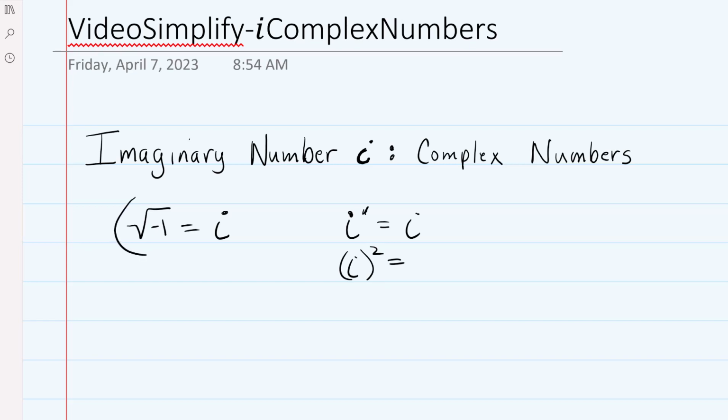well, think about this. If we square the square root of -1, the -1 comes out. So I squared is -1. Well, I'm going to put this back in here. I cubed.